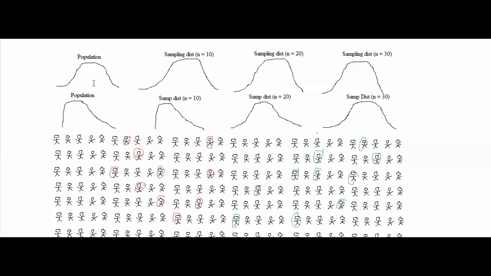We just found out that if the population is normal, all of the sampling distributions are normal for all sample sizes. If the population is skewed, then the sampling distributions with smaller sample sizes are skewed in the same way as the population. But the sampling distributions with larger sample sizes are more and more normal. And there's actually a name for the rule that we've just covered. It's called the central limit theorem.